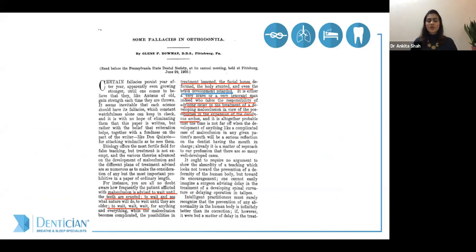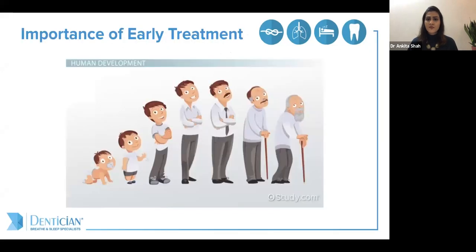So in orthodontia, we have always been asked to wait and wait until all the teeth have erupted. But Dr. Bowman makes a very important statement here, that it's actually a very brave or an ignorant man who takes the responsibility of advising delay in a progressing malocclusion. If we can see that there is a malocclusion, why can't we guide it before? We as pediatric dentists hold the responsibility of guiding that developing malocclusion into no malocclusion.